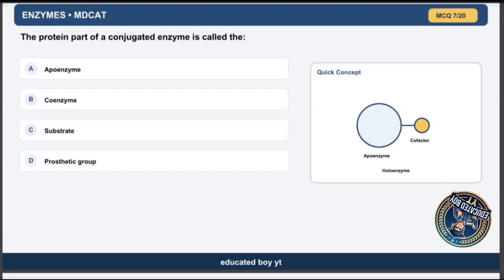Question number 7. The protein part of a conjugated enzyme is called the: option A, apoenzyme; option B, coenzyme; option C, substrate; option D, prosthetic group. Right option is option A. Option A is correct, apoenzyme.